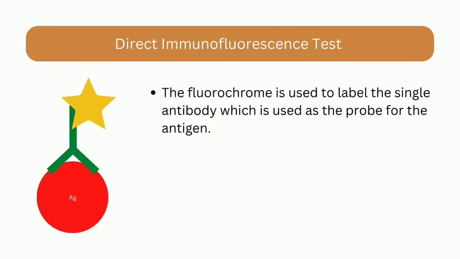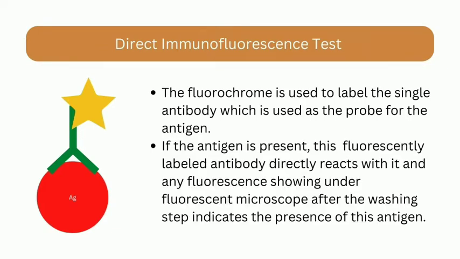The direct immunofluorescence test involves a fluorochrome, which is used to label the single antibody that is used as a probe for the antigen. If the antigen is present, this fluorescently labeled antibody directly reacts with it, and any fluorescence showing under the fluorescent microscope after the washing step indicates the presence of this particular antigen.